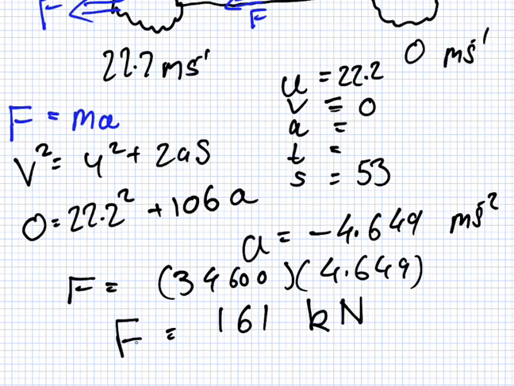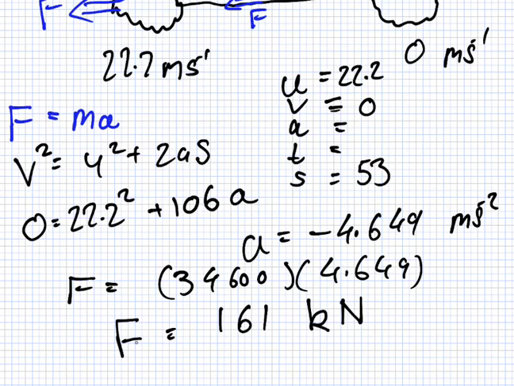That's how much force you would need to slow this down to rest in 53 meters, 161 kilonewtons. Is that okay? What if you divide the kinetic energy lost by the distance? Yes, that's another way to do it as well. Good man. I think you could say work is force times distance. Very well spotted. There's a second way to do it.